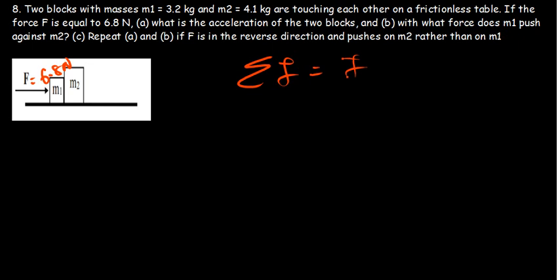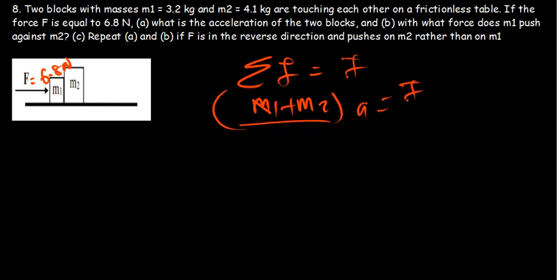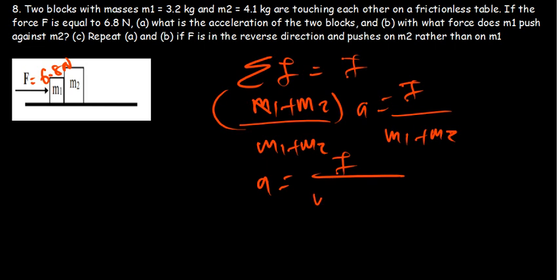But here we have got two blocks, so we are supposed to add the mass. The moment you have got two blocks, they are moving with the same acceleration. We add the mass. Then divide both sides by m1 plus m2. Acceleration is going to be equal to the applied force divided by m1 plus m2. Let's now see. This force is 6.8. Let's divide both sides by. We have got 4.1 plus 3.1.